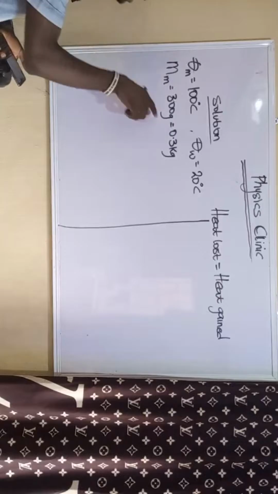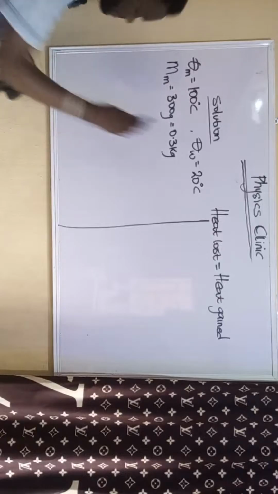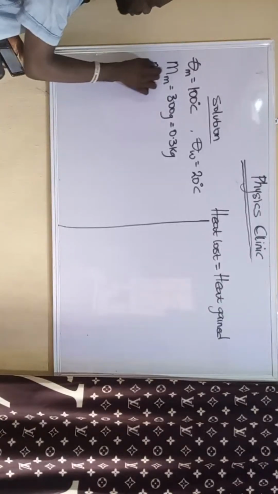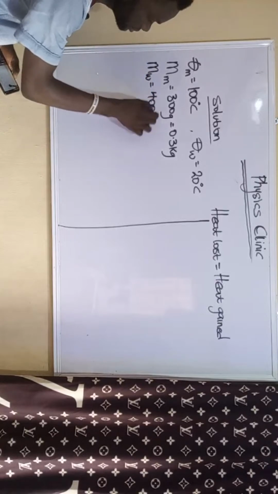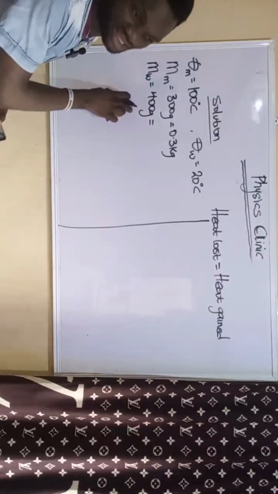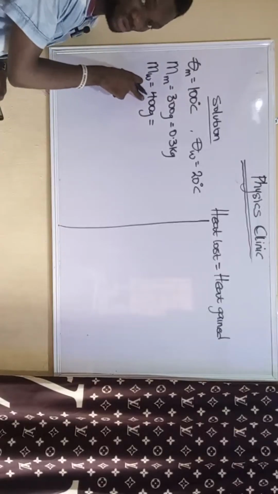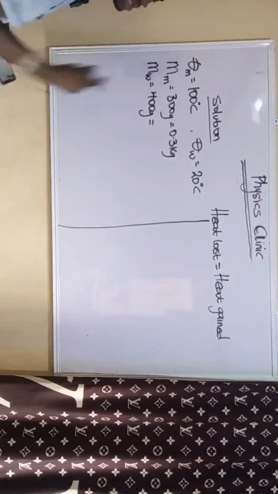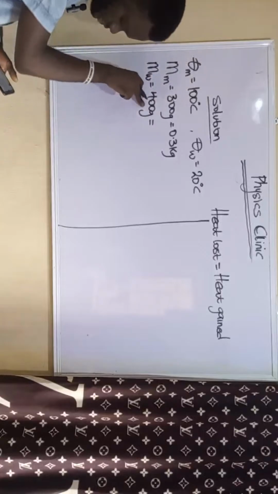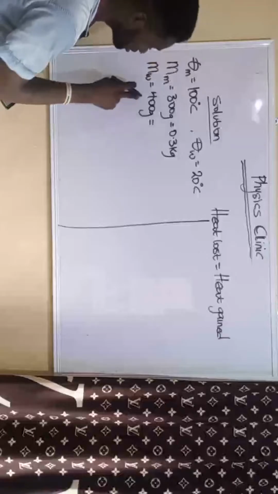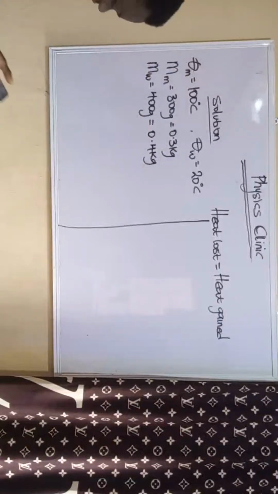Okay, so the mass of the metal was given to us as 300 grams, and in kilograms it is 0.3 kilograms. Then the mass of water, I'm going to call that MW. We have the water to be 400 grams. Once again, this is not the standard unit for mass, so I'm going to convert my grams to kilograms by dividing by 1,000. So if I divide 400 grams by 1,000, I'll get 0.4 kilograms.